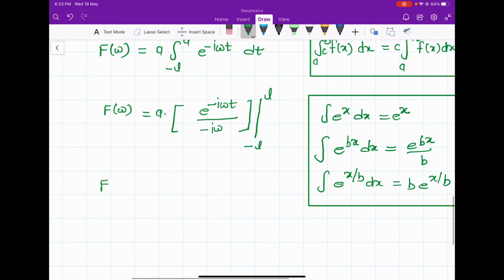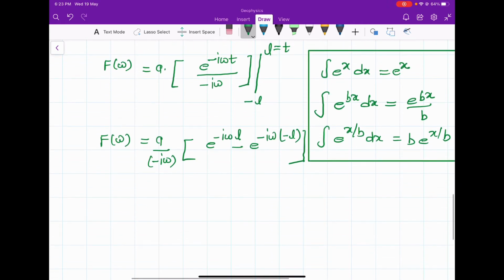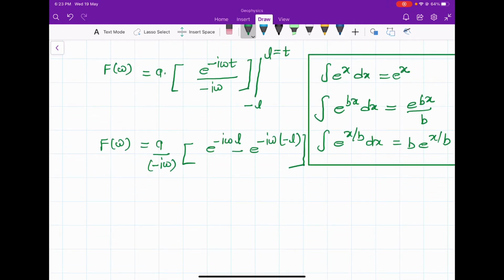So F(omega) will be equal to a upon minus i omega, and first we put the upper limit, that is e to the power minus i omega L, instead of t just put L, minus e to the power minus i omega, and here we put t equals minus L. So first we put the upper limit value, then the lower limit value, by subtracting. So a divided by minus i omega, which is equal to e to the power minus i omega L minus e to the power i omega L.